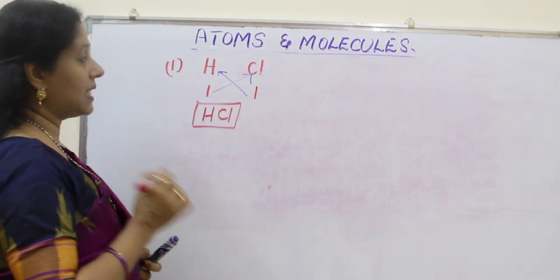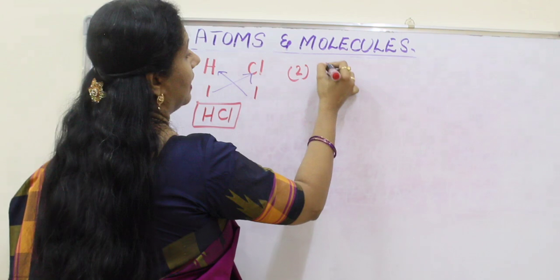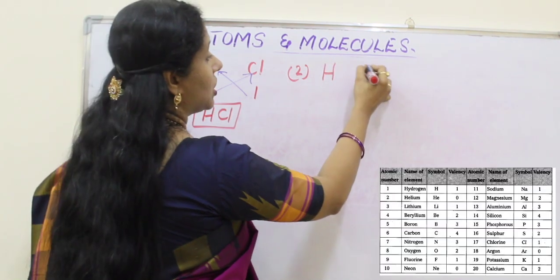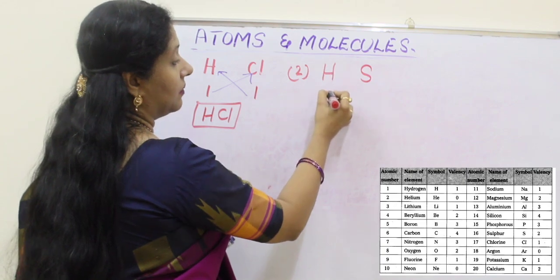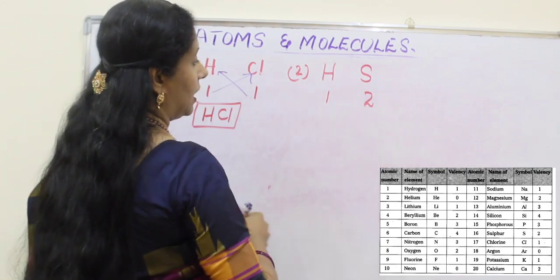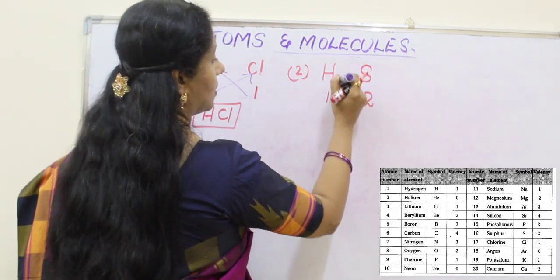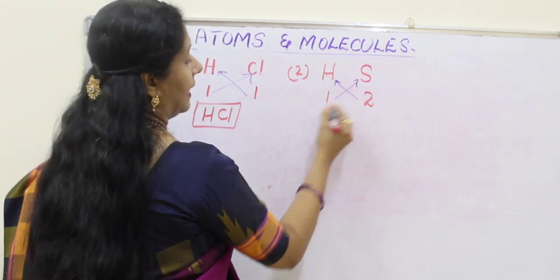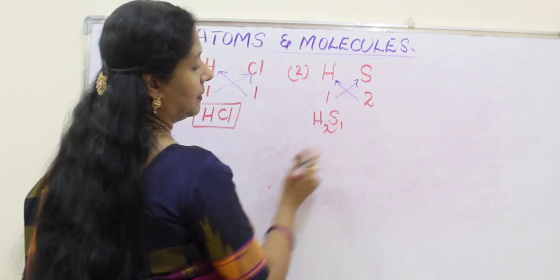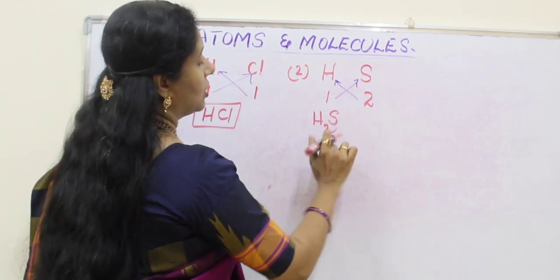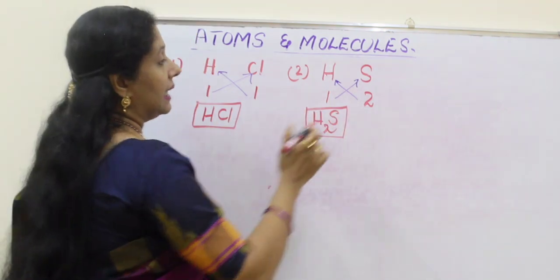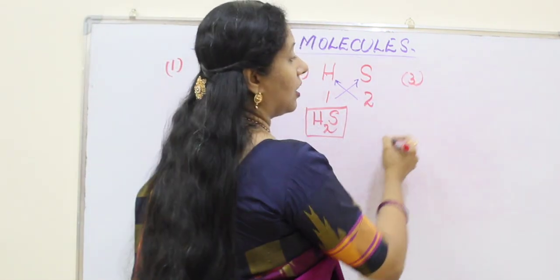HCl. We will write another one, hydrogen sulfide. Hydrogen sulfide has which atoms, elements? That is H and S. Hydrogen atom, what is the valency? 1. Sulfur, what is the valency? 2. Now we have to crisscross. So what do we get? Hydrogen, this 2 will come. Sulfur, this 1 will come. Should I write 1? No need. So what is the formula of hydrogen sulfide? H2S. Then the third is carbon tetrachloride.